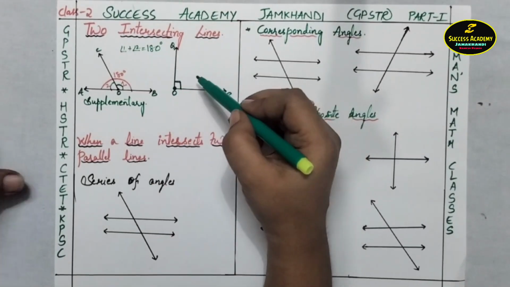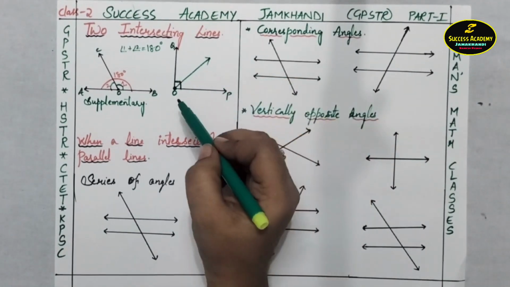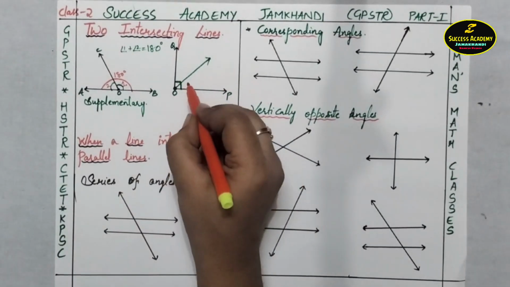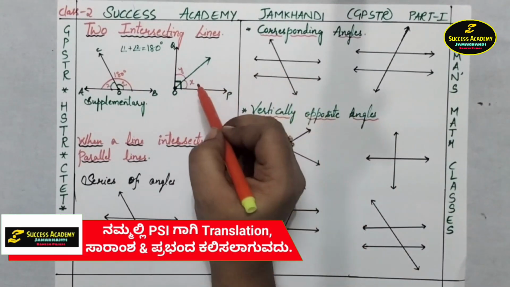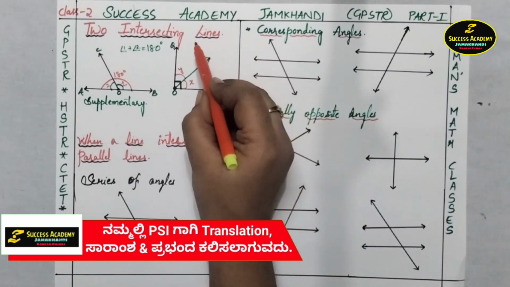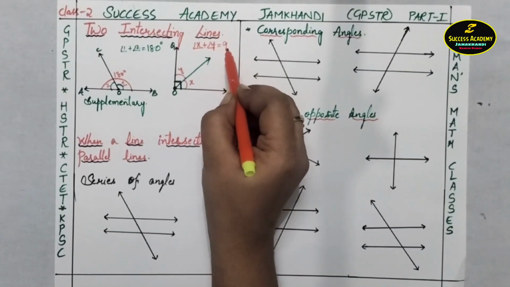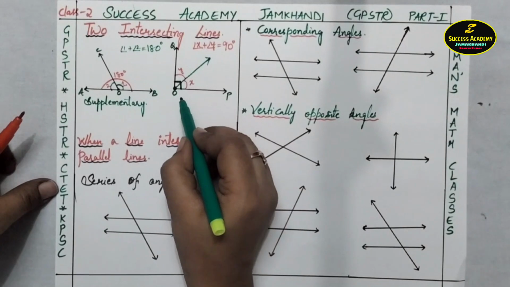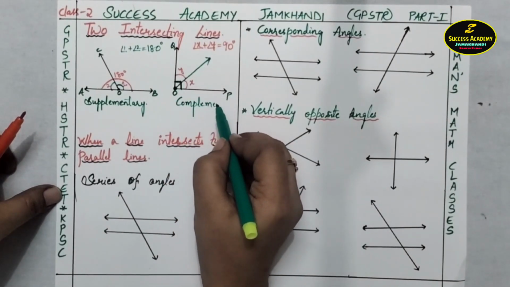If I draw another line which partitions this right angle, it divides it into two parts, one angle x and another angle y. The sum of these two angles is equal to how much in total? 90 degrees. So I can write angle x plus angle y equals 90 degrees. Such angles are called complementary angles.